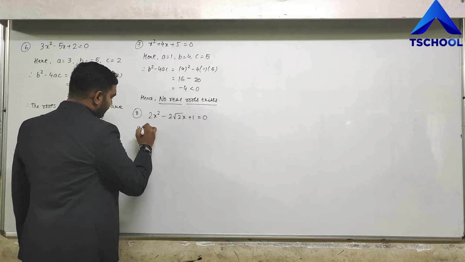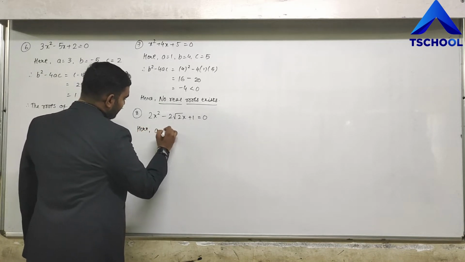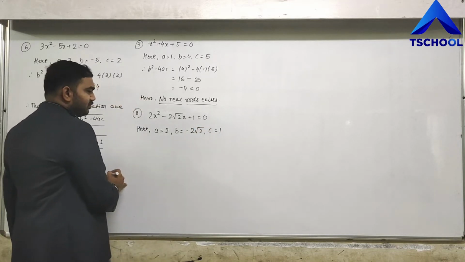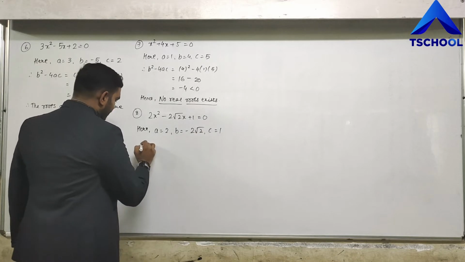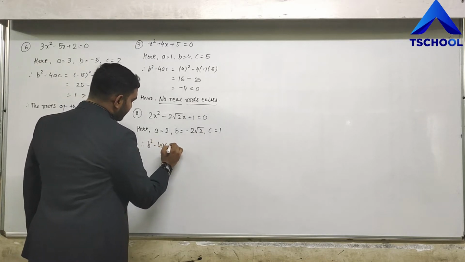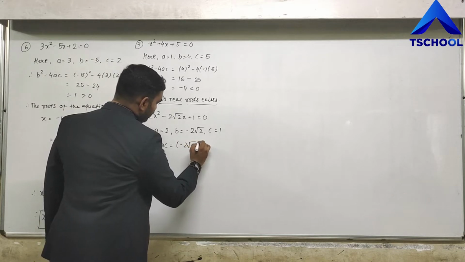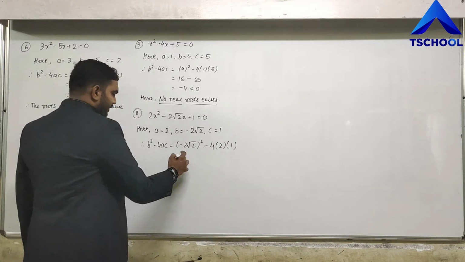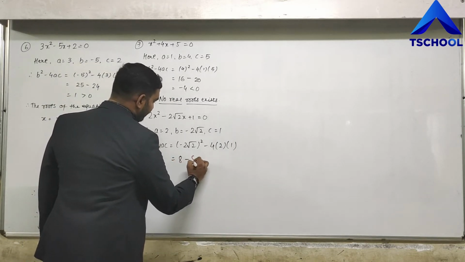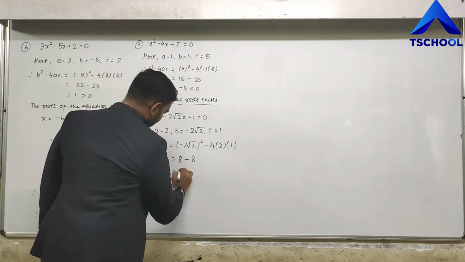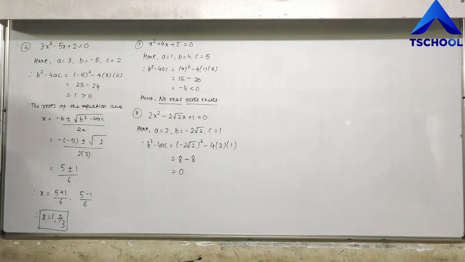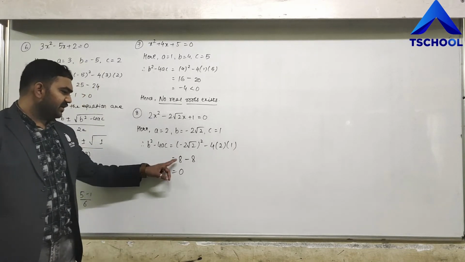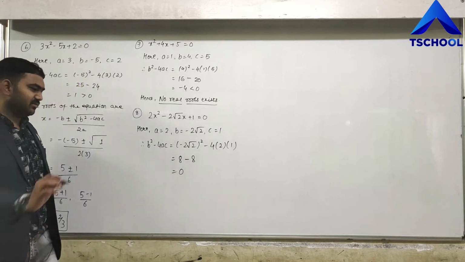So here what we can see, a equals 2, b equals minus 2 root 2 and c equals 1, right? Therefore b square minus 4ac, that is minus 2 root 2 whole square minus 4 into 2 into 1. Minus 2 root 2 square is 8, minus 4 into 2, 8, which is equal to 0. See friends, this is the first example where we get the value of b square minus 4ac as 0. That means 8 minus 8 is 0, or b square minus 4ac is equals to 0.